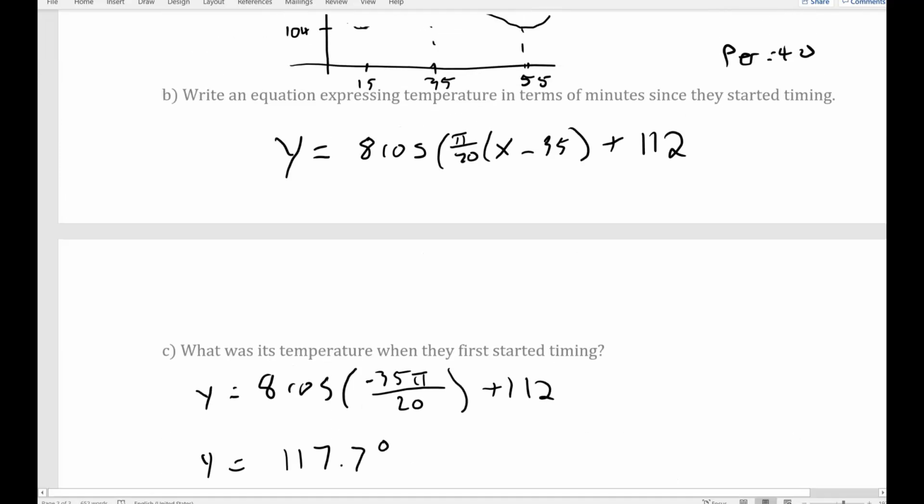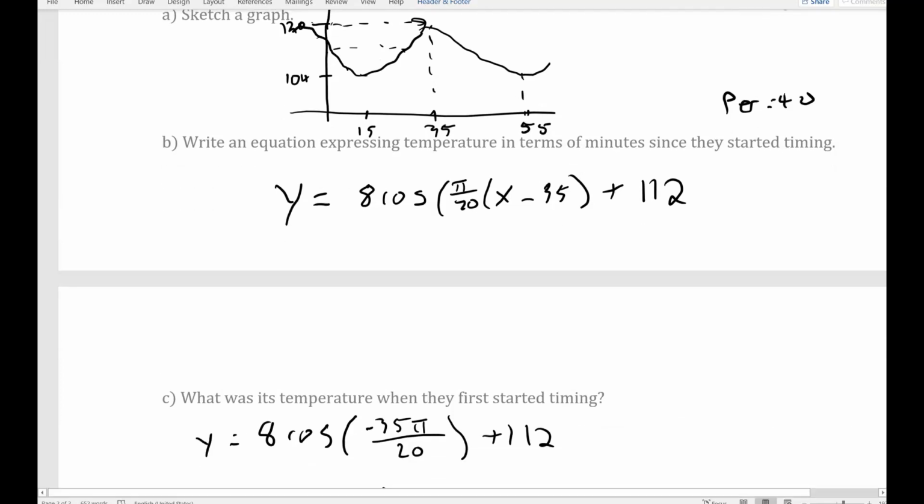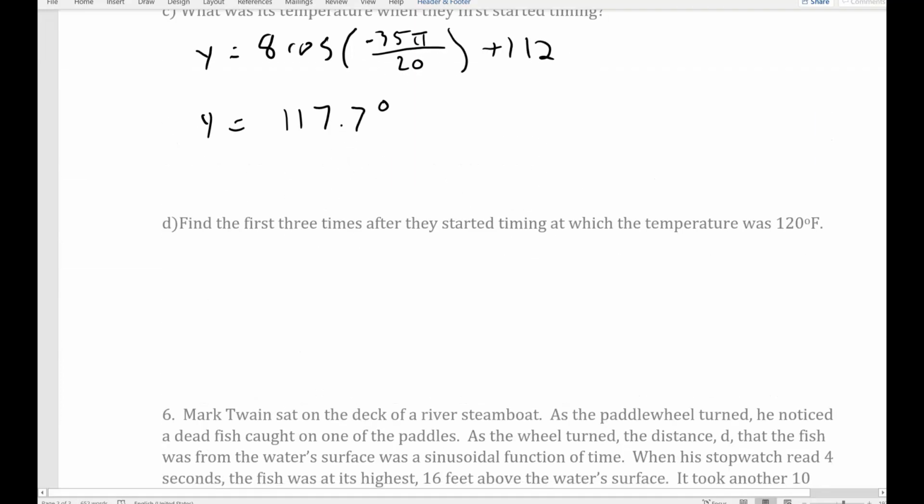And then we just go back to make sure that makes sense. If we go back here and look at it, it is getting close to the top. So 117 sounds like a reasonable answer. It should be higher than halfway. The midpoint should be higher than 112. So that seems like a pretty reasonable answer.